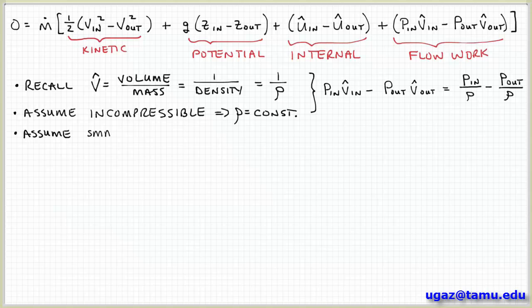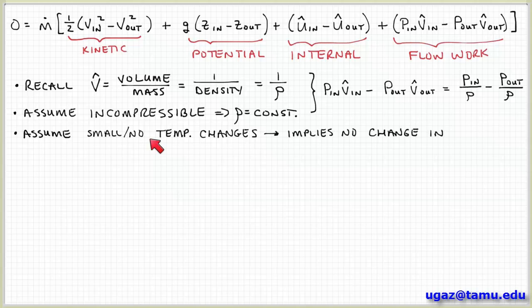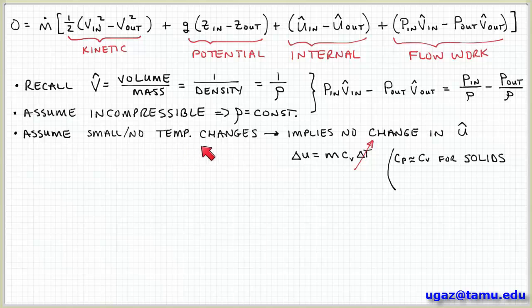Another important assumption that we're going to make goes back to this statement that there's small or no temperature changes that exist between the system and the surroundings. So remember, we use this to argue that the energy change due to heat transfer was small and could be neglected. But this also has some implications with respect to the internal energy term in our energy balance.